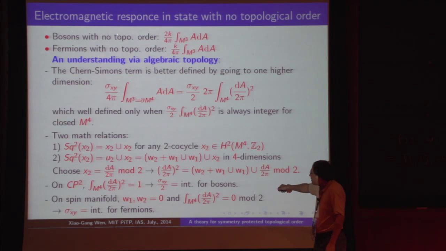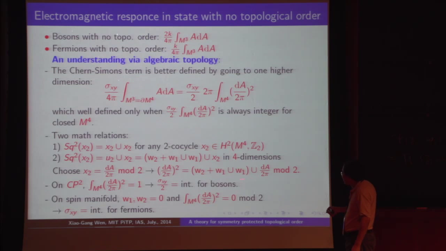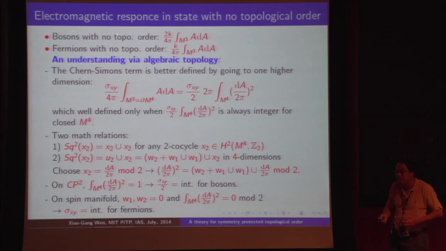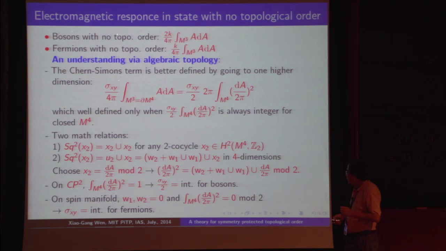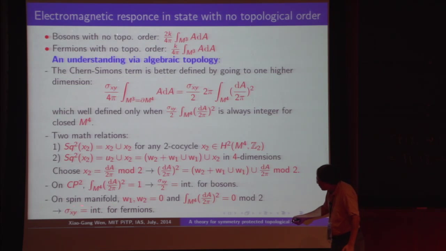Then basically this relation says that this F squared is equal to this quantity mod 2, something like that. Then we see something kind of interesting. On an orientable manifold, w1 equals 0. On a manifold with spin structure, w2 equals 0. So that means this F squared is always even. This is the argument that led to the conclusion that if M4 is a spin manifold, then this quantity, this integration, is always even.